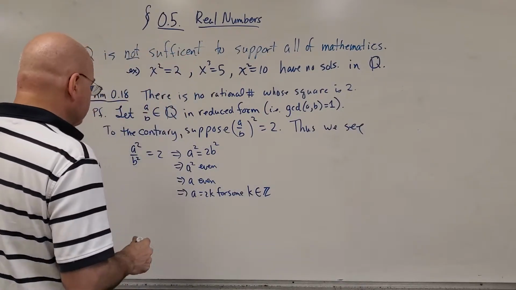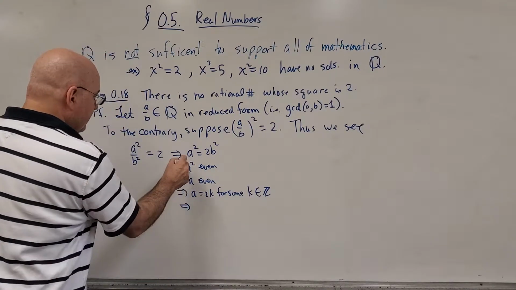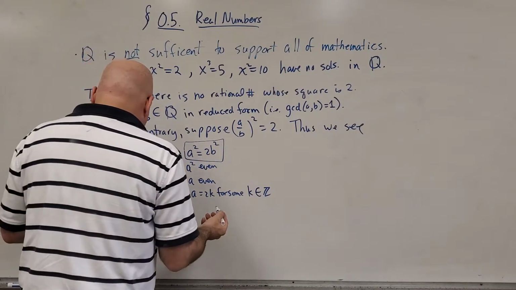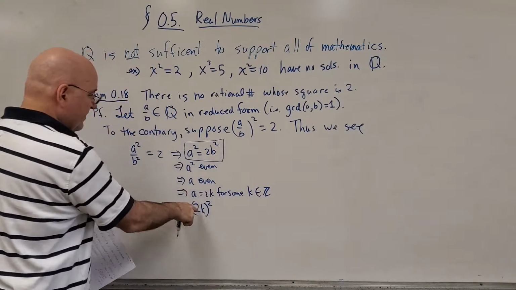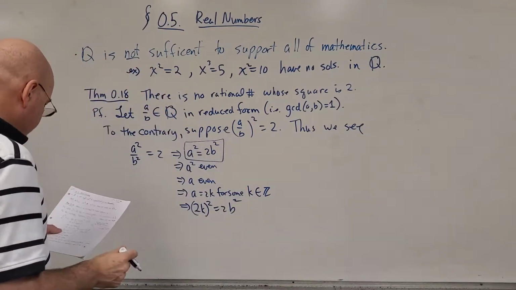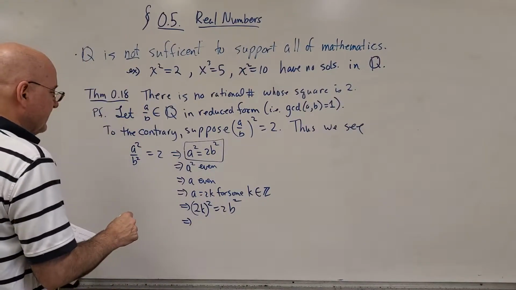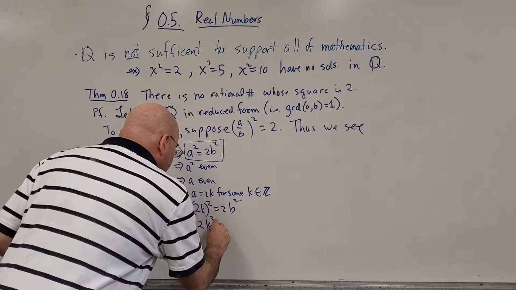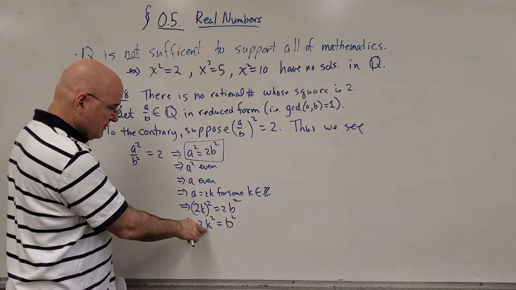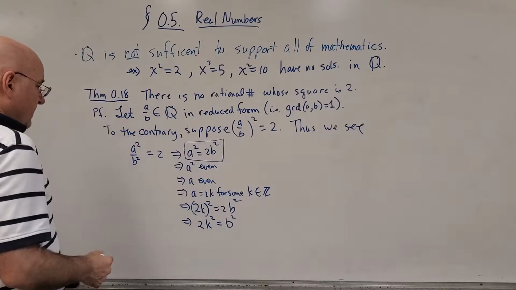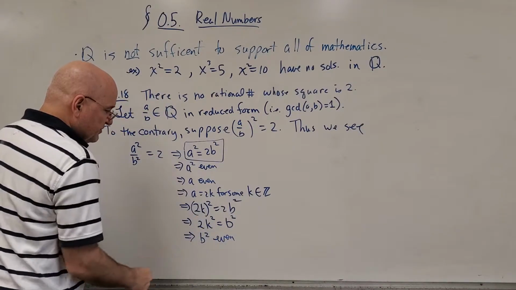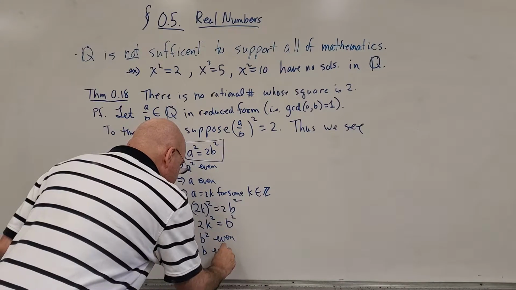And now we're going to do a little bit of substitution. From the step up here, the fact that A equals 2k and A squared is 2B squared, I can say that A squared, this is A being squared, is equal to 2B squared. And that implies that by dividing both sides by 2, I get 2k squared equals B squared. Because upstairs, this was a 4k squared. If I divide it by 2, I get 2k squared. And that tells us that B squared is even, because B squared is 2 times an integer. And that tells us that B is even.